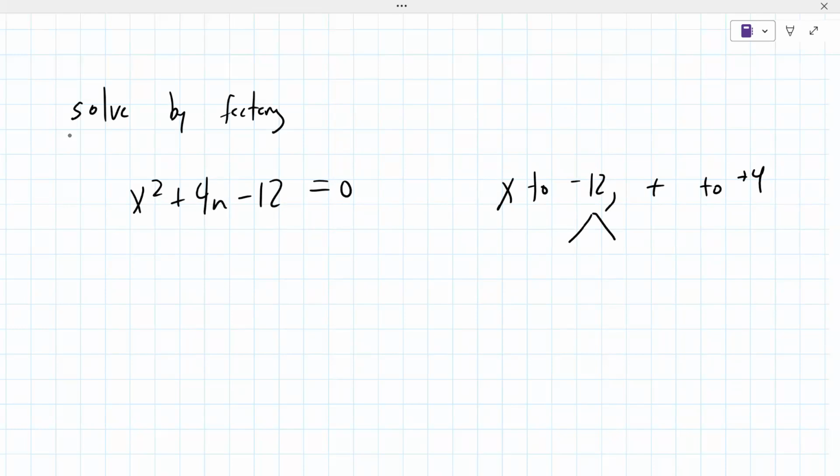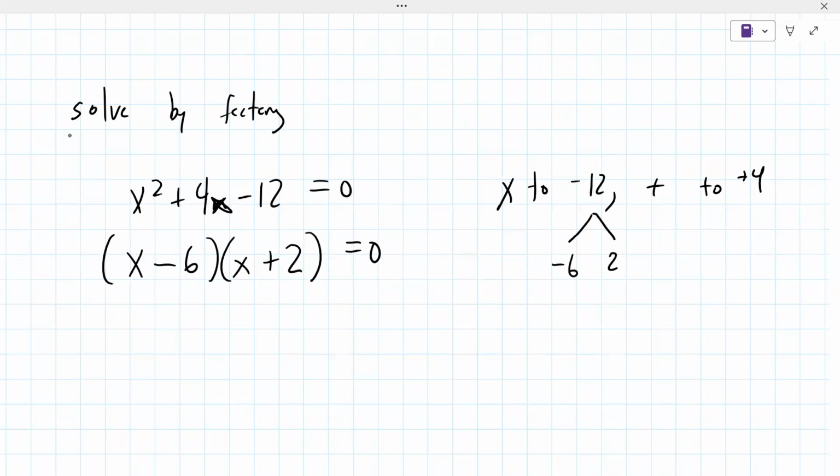Would it be negative 6 and 2? Yes. So tell me what to write inside parentheses now. You would write x on the outside. Oh yeah, x minus 6, and then x plus 2. Good. You seem a little uncertain, but yes, exactly what you said there. You put those two numbers inside what's called the binomial, bi meaning two terms.